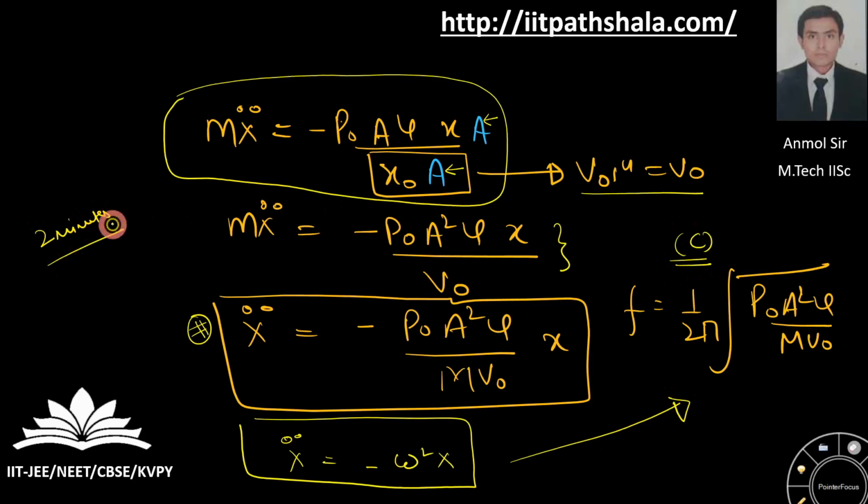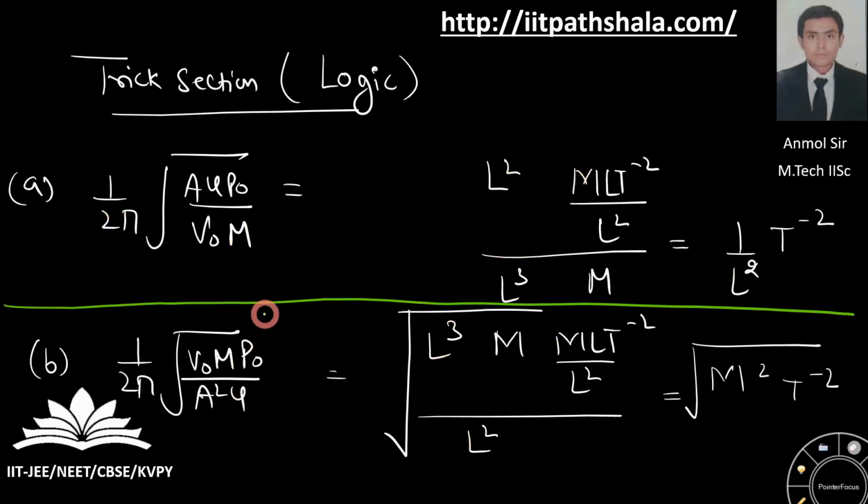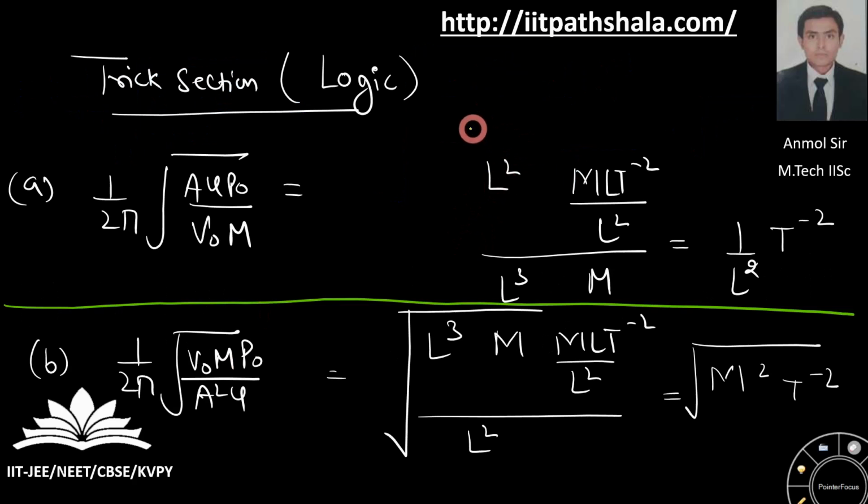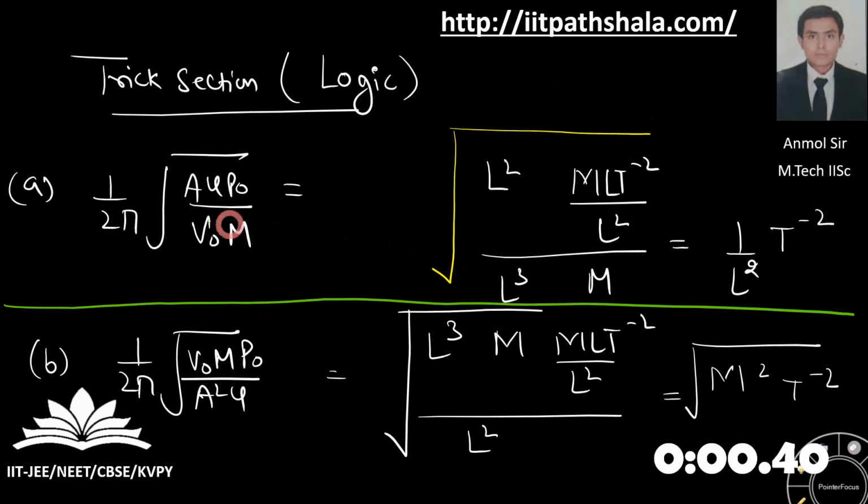So to do it within 1 minute, I'm using the trick or the logic of dimensional analysis. I've written my 4 options over here and will find out the dimension of each option. Okay, so as you can see, 1 by 2π under root (A γ P0 V0 / m). This is my constant, it is dimensionless. I am left with under root (A P0 V0 / m).